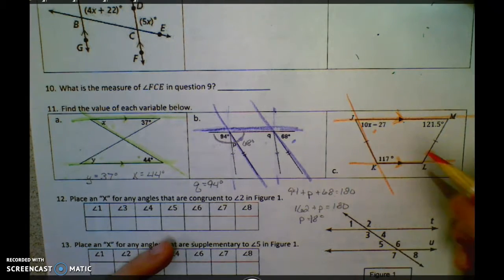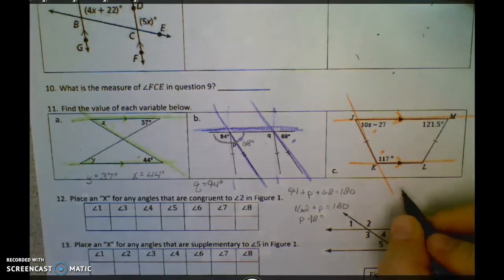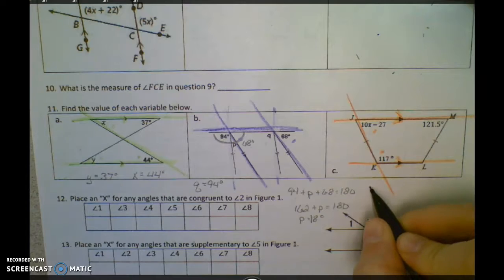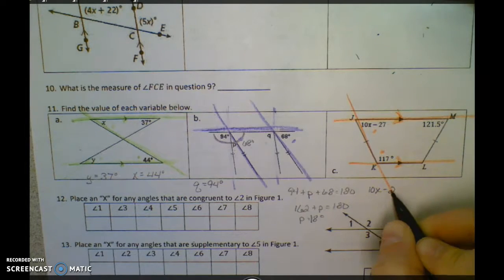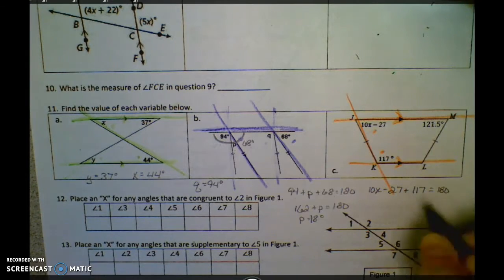This angle and this angle end up being on the same side of this transversal, and they're inside the parallel lines. Those are same side interior angles, therefore they're supplementary. I'm going to take their measures. Supplementary means when you add them together, you'll get 180 degrees.